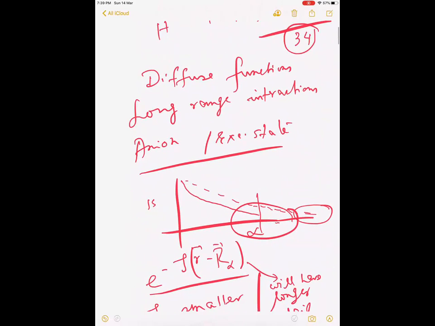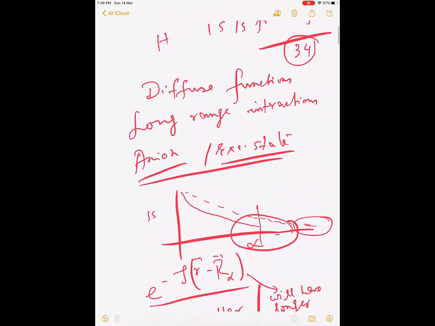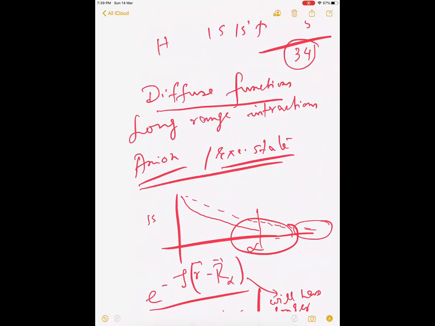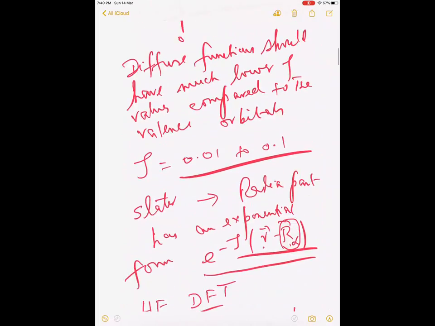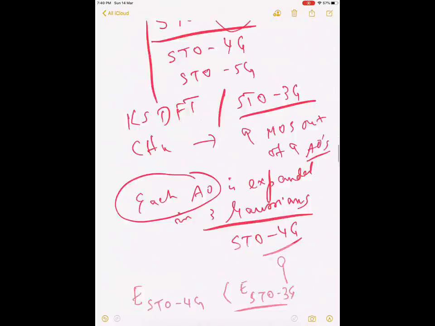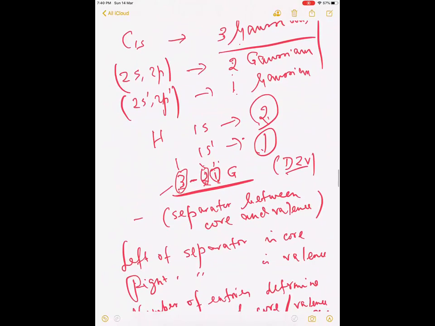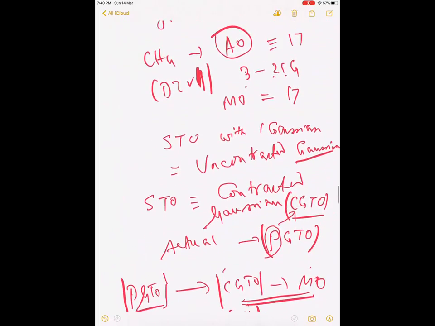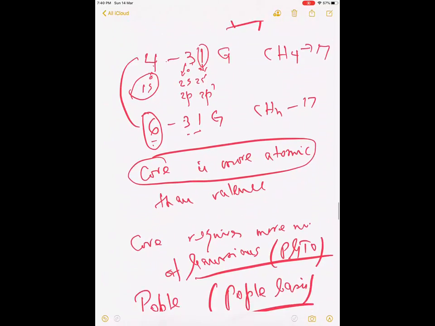See, when you do calculations for anions or excited states, or long range interaction, you need functions which have very low exponents. These are typically SP functions. So the number of orbitals that are added is one set of S atomic orbitals and one set of P orbitals. So this is exactly like a triple zeta valence.